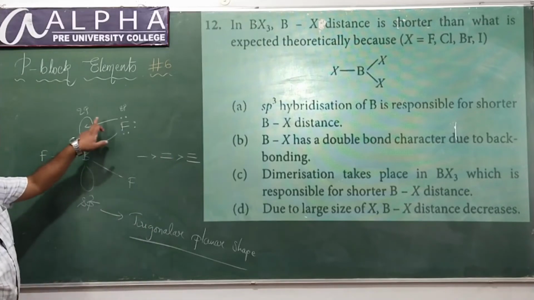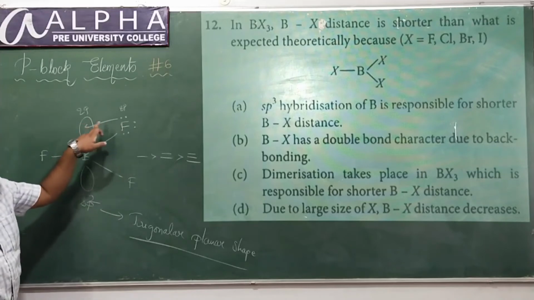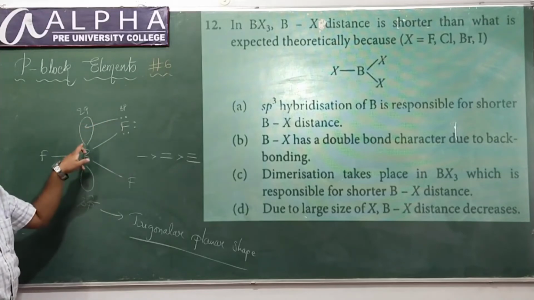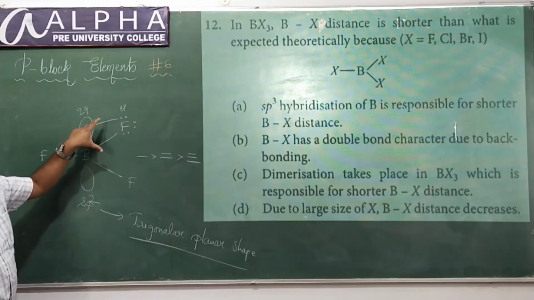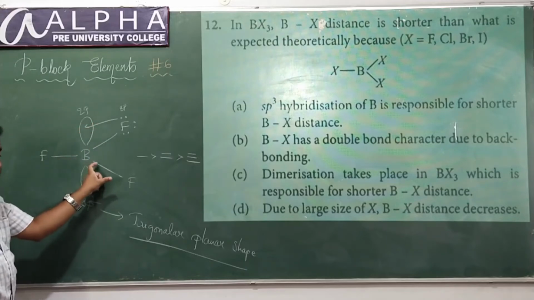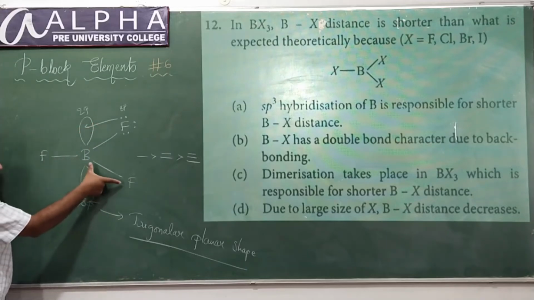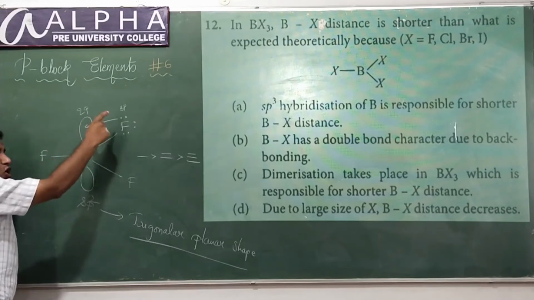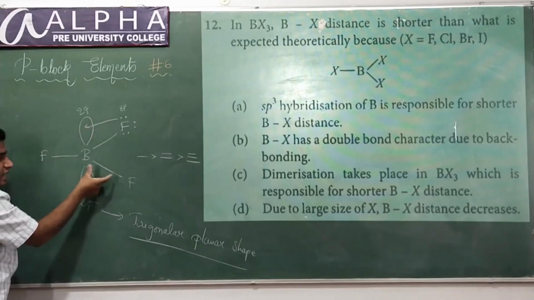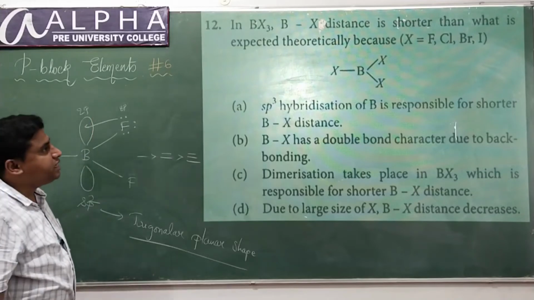So because of back bonding between boron and fluorine, there is partial double bond character. Because of partial double bond character, this bond length will be less when compared to this and this. This is purely single bond, this is purely single bond, whereas this is partial double bond. Hence, the bond length will be less than this and this. Is this correct? That is what it is telling.